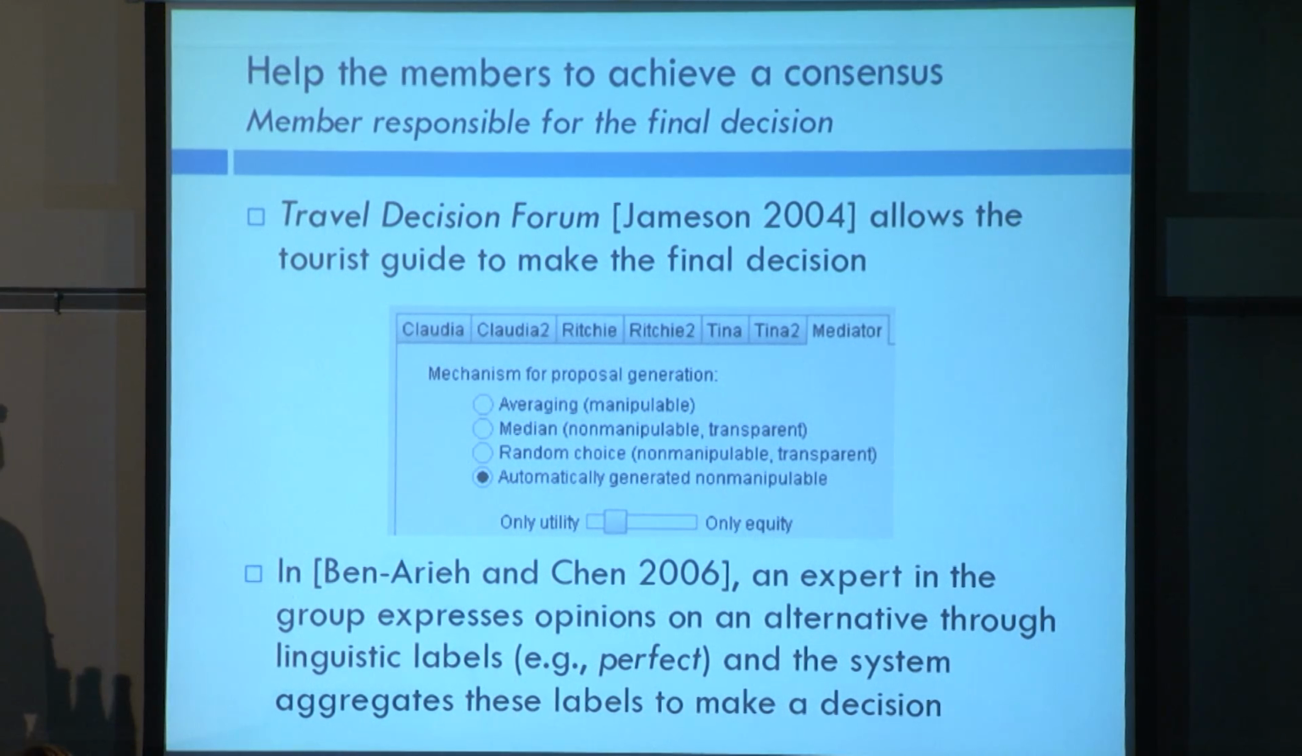An interesting example, in my opinion, is Travel Decision Forum, which allows the tourist guide to make the final decision. Here, as you can see, the tourist guide is called the mediator. And the system actually helps the mediator get a decision by selecting the mechanism to generate the proposal. So he can generate them with an average, and the system highlights that this approach can be manipulable, or with a median, which is non-manipulable and transparent, or with a random choice, which is also non-manipulable and transparent, or automatically generated and non-manipulable.